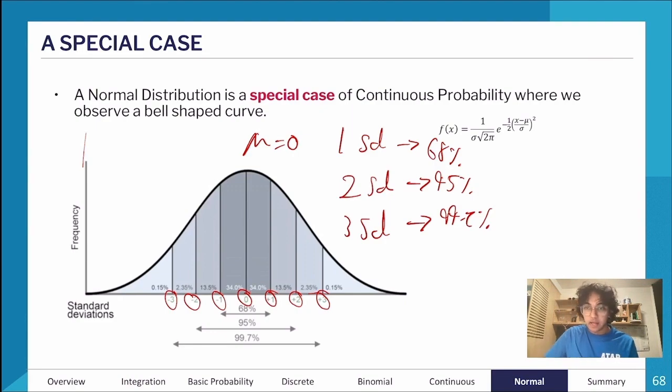So it's totally reasonable for them to ask you to use these values to approximate things on a normal distribution. So you should know this. Know that standard deviation can either go up or down. So from 0 to 1, it captures 34%, and then from -1 to 0, it captures another 34%, which is where you get your 68 from. Same with the 95 and same with the 99.7.